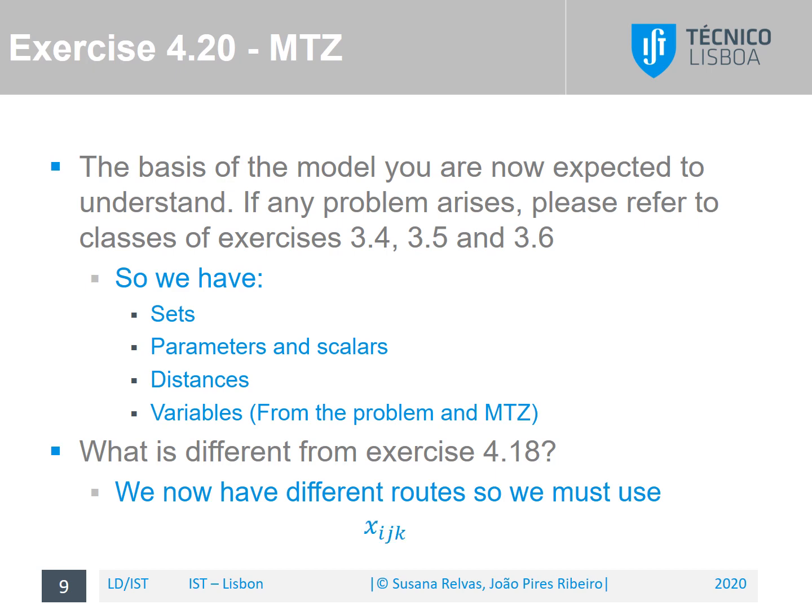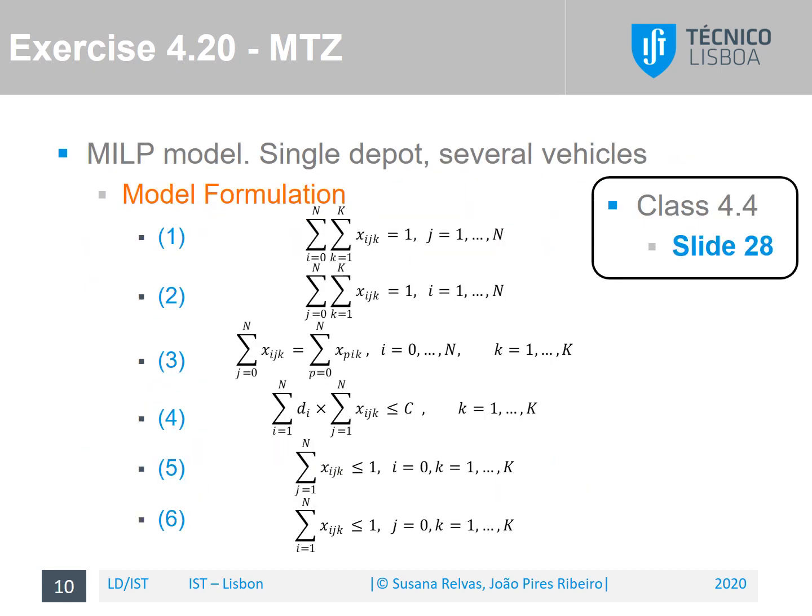So what is the difference between 4.20 and 4.18? We must not forget that most of these problems are somehow typified. In this case, we have a MILP model for a problem with a single depot and several vehicles. You can get more information in the study materials or in class 4.4, slide 28. The equations here are the most commonly used to model problems like the one in this exercise.